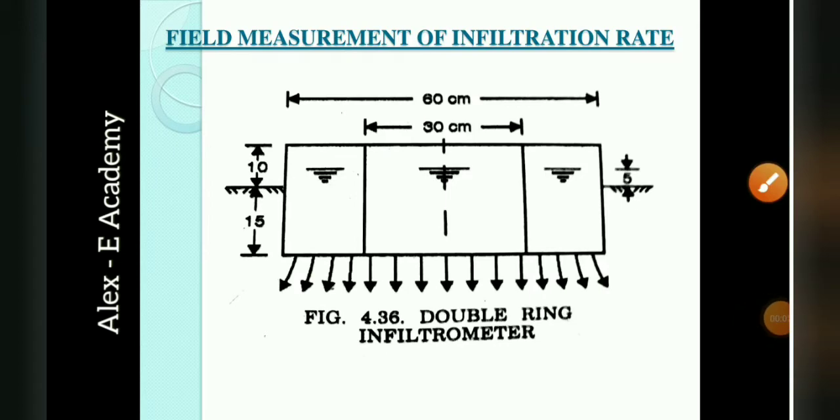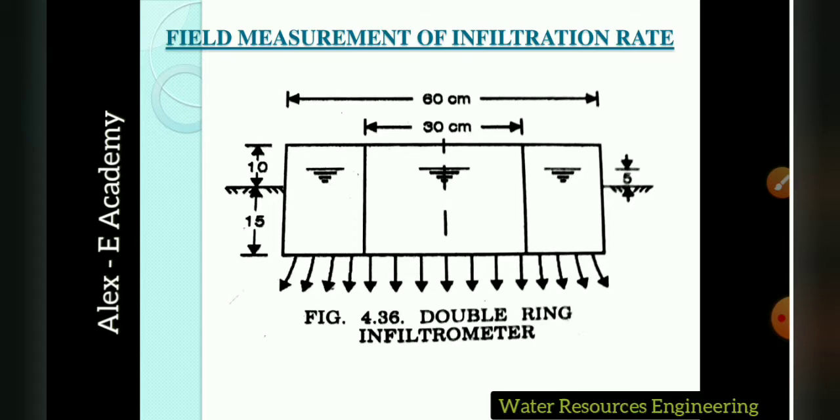Now let's discuss the double tube or double ring infiltrometer. The figure shows the typical layout and arrangement of a double ring infiltrometer. The drawback of the single tube infiltrometer is rectified in the double ring infiltrometer, which consists of an inner and outer cylinder. Now let's see the working of the double ring infiltrometer.